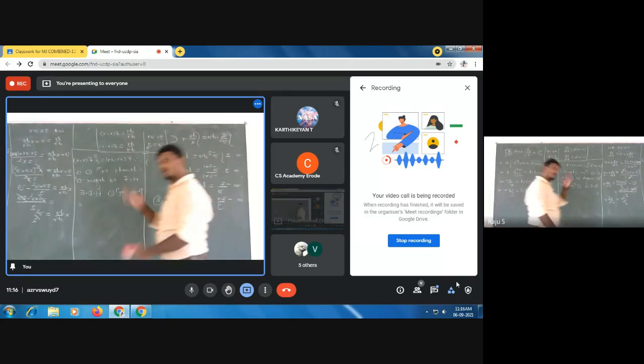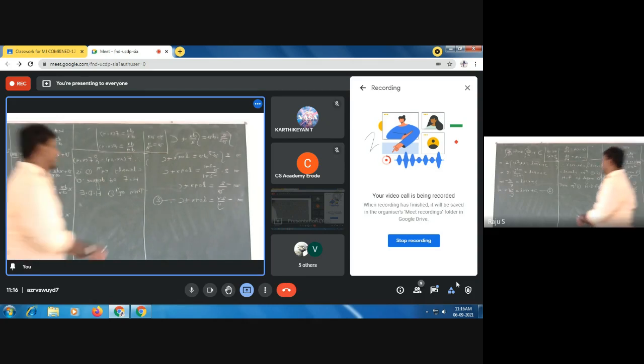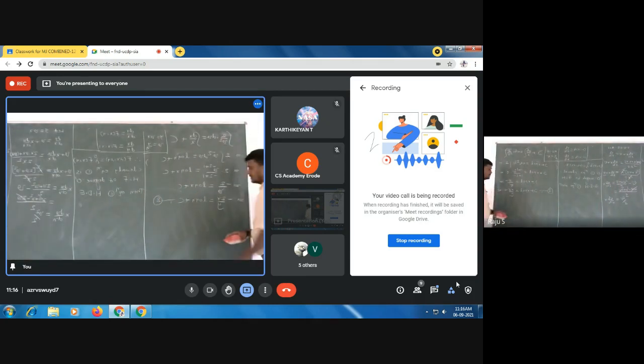What about equation 2? Equation 2 is clearly a general solution, because c is there and we don't know the c value. But they have given some initial conditions. What are the x and y values they have given?